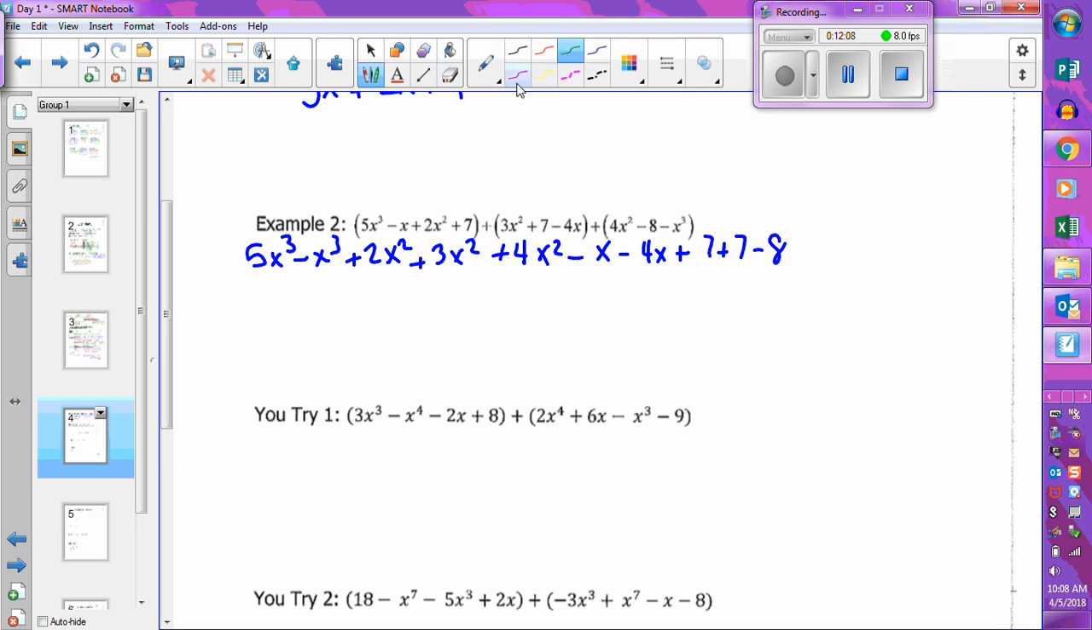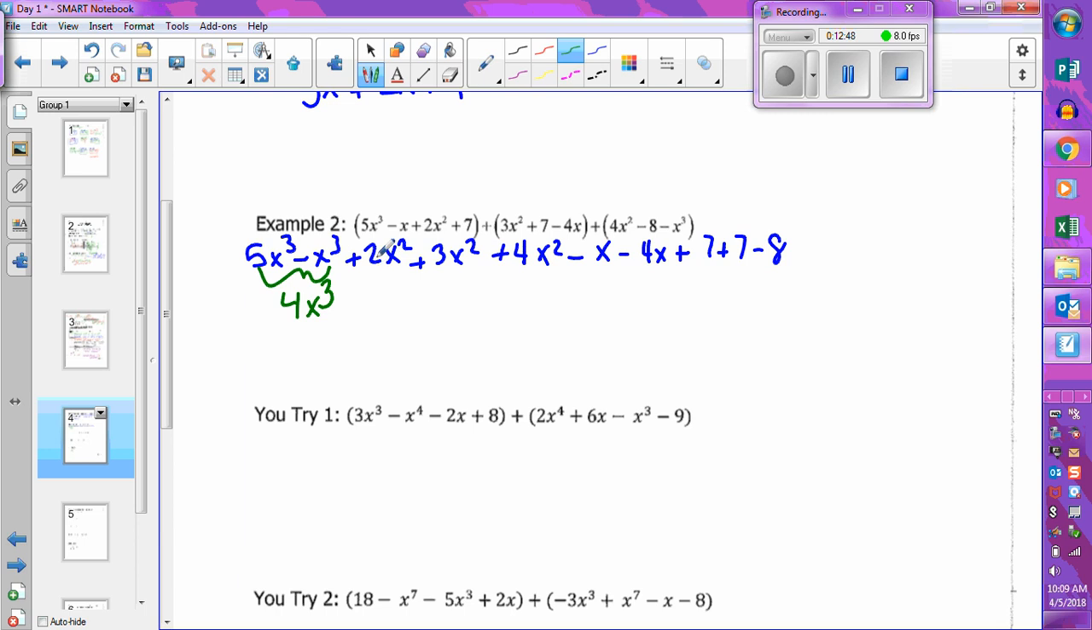So what I'm going to do is go ahead and change my color, and we're going to combine these terms together. So here I have a positive 5x to the third degree and a negative x to the third degree. If I were to add them together, that's going to give me 4x to the third degree. Okay, so I've already used those. I've already combined those terms right there. So now we're going to move on to the next one.